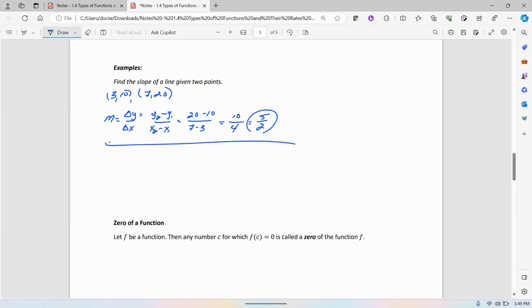Okay. Suppose we have (5, 12) and (8, 10). Our slope, our rate of change, is the difference in the y values. I'm going to do 10 minus 12 divided by 8 minus 5. 10 minus 12 is a negative 2. 8 minus 5 is 3. Our slope, our rate of change, is negative 2/3. When our slope is positive, it means that the line is increasing. When the slope is negative, it means that the line is decreasing.